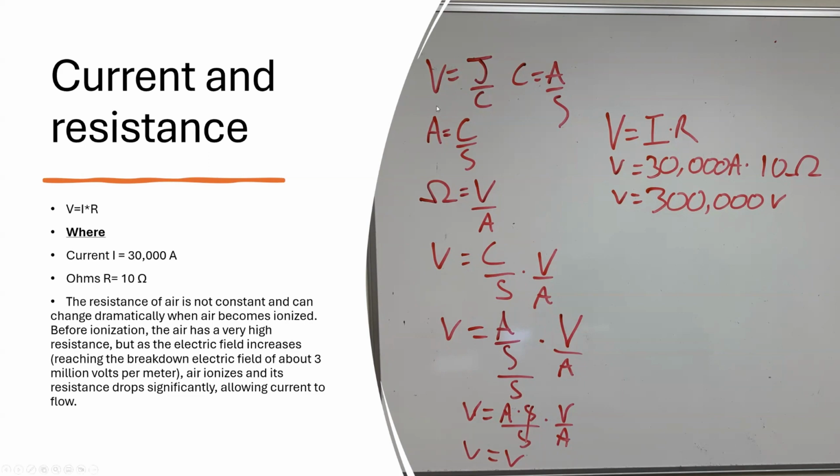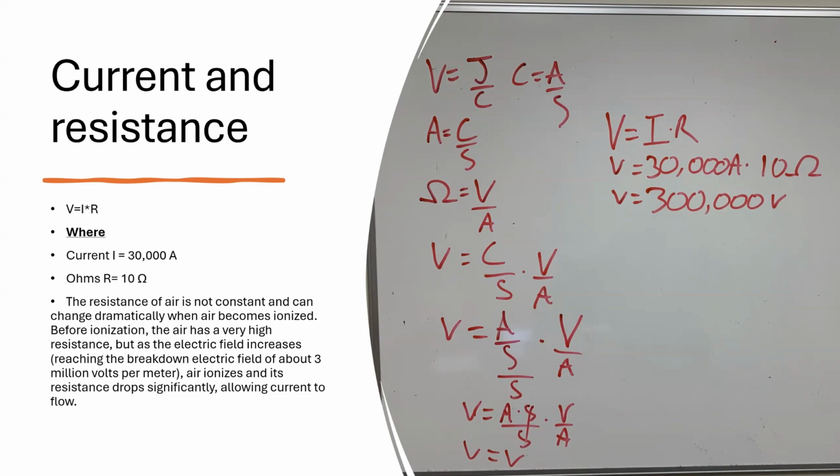To break this down, we have V equals I times R, where I is equal to 30,000 amps and R is equal to 10 ohms. For the units, V equals joules over coulombs, amps equals coulombs over seconds, and ohms equals volts over amps. If we put this into the equation, and simplify further, we see that volts equals volts, so this checks out. For an example, we plugged in 30,000 amps and 10 ohms, and we get 30,000 volts.